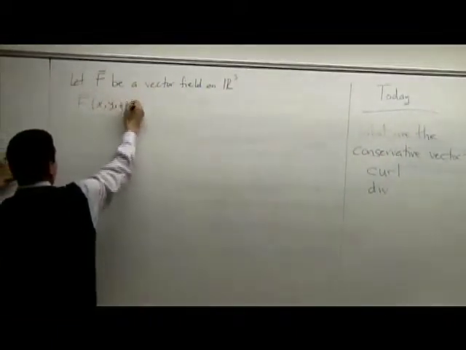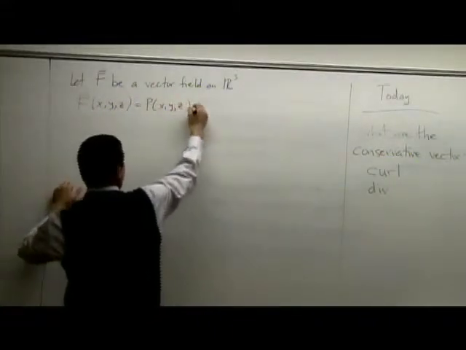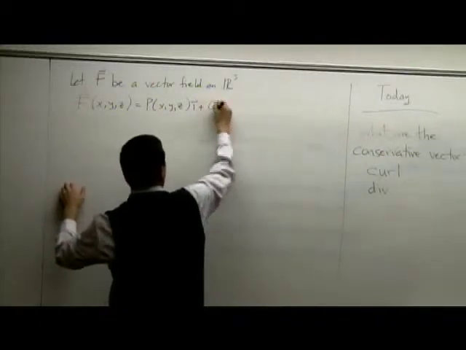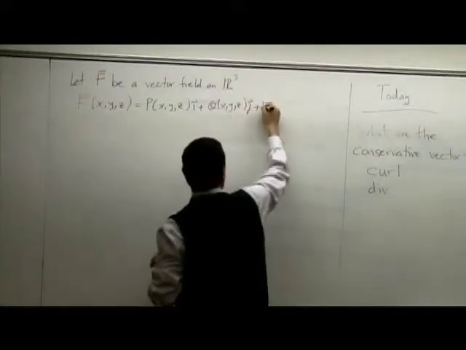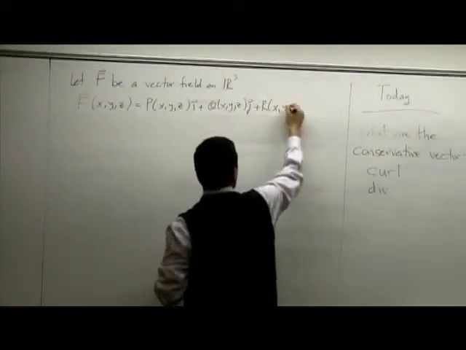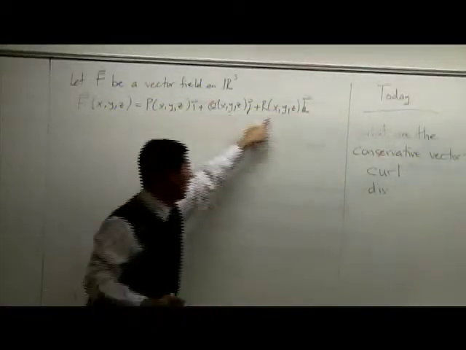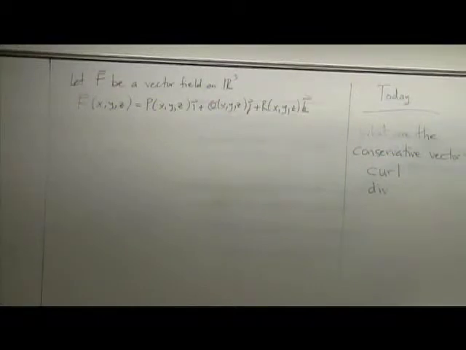So this F of x, y, z can be written as P of x, y, z i, plus Q of x, y, z j, plus R of x, y, z k. And remember, these P, Q, and R are just scalar functions. They just spit out real numbers, and those are called the components of F.